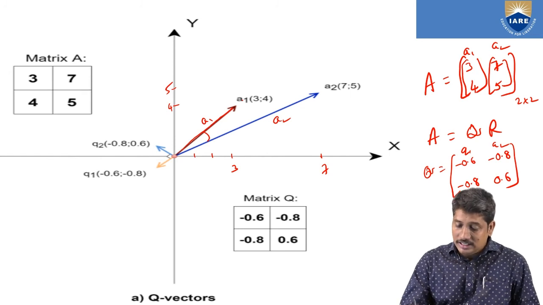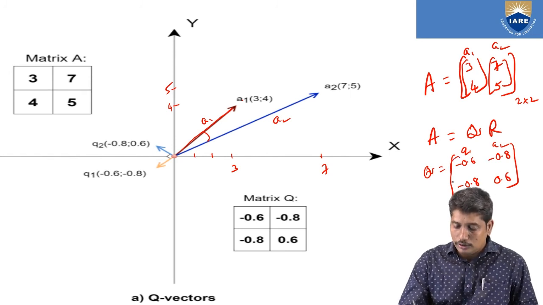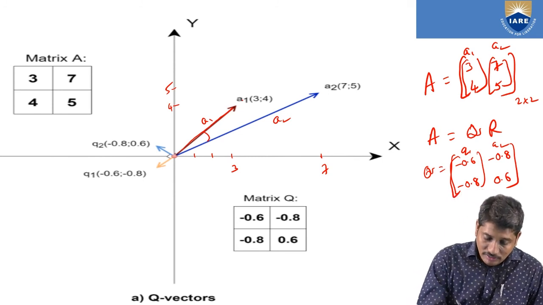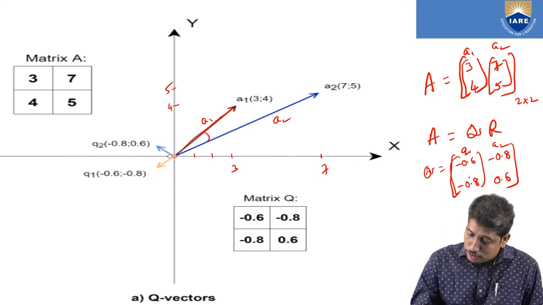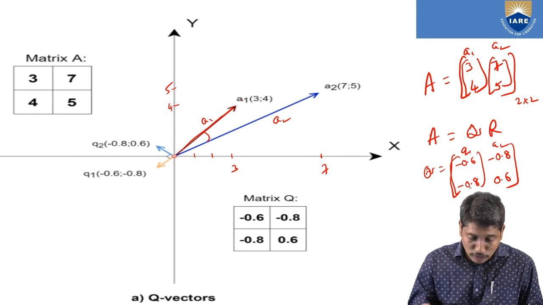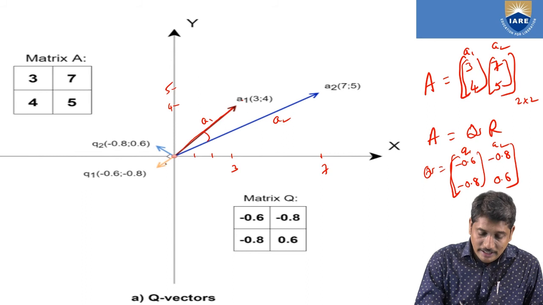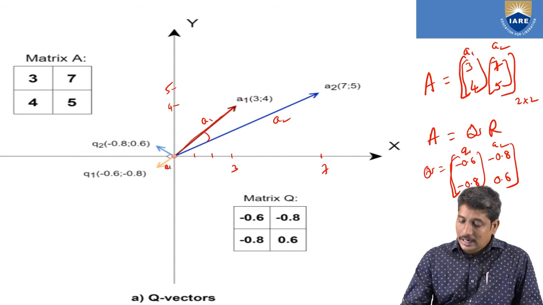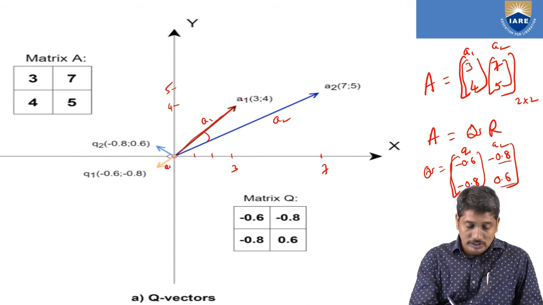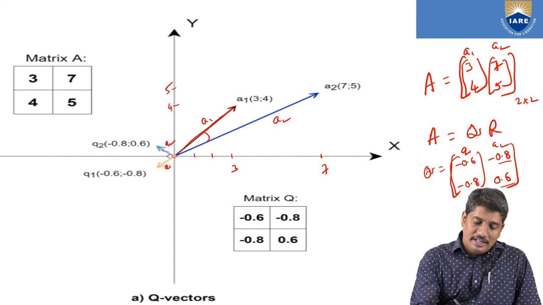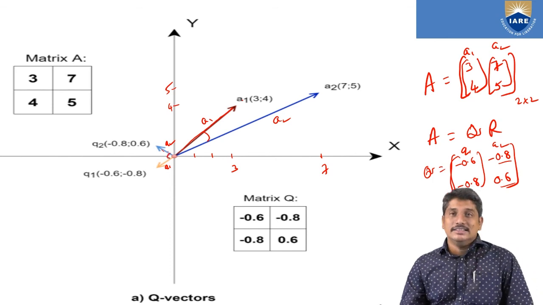Now let us take Q1, Q2. The vector Q1 is minus 0.6, minus 0.8, and it will be here. This yellow line denotes Q1. And minus 0.8, 0.6 is denoted by this small light blue line. This is our Q2. Now clearly you can observe that the angle is 90 degrees.